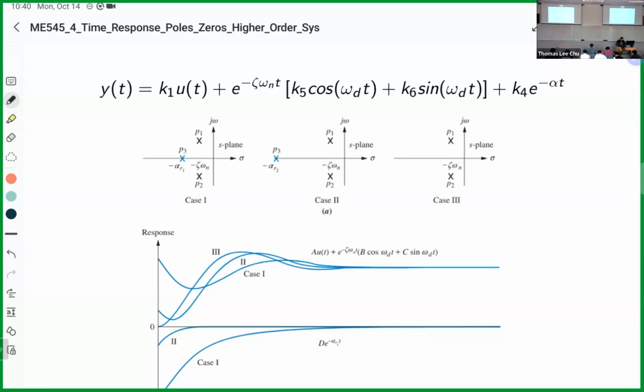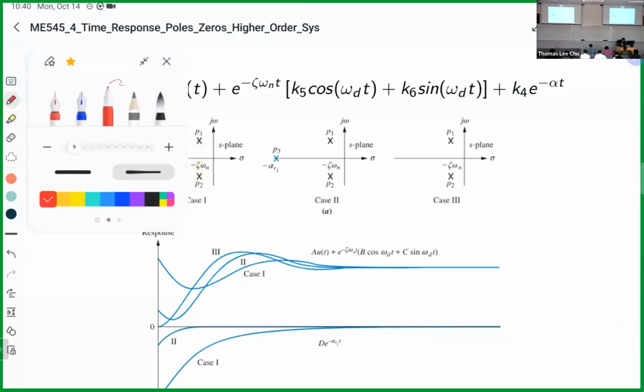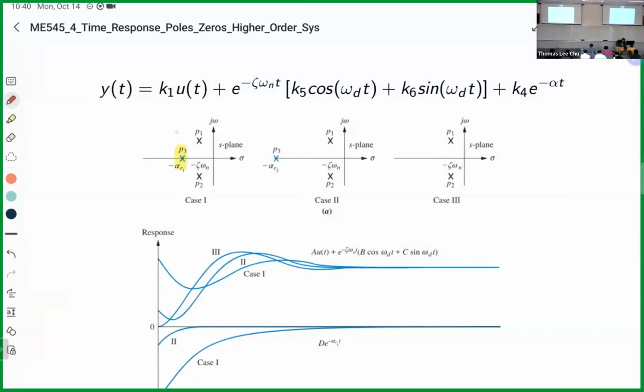So what I mean by that is, let's say this single pole is really close to the pair of complex conjugate poles. So they're close, and when I say close, I mean close by the x-axis. Then what's going to happen is you're going to see the decay of pole 3 and the decay of poles 1 and 2 being close to each other. So both of their decays will disappear at a similar amount of time. So in case 1, we see this kind of response here.